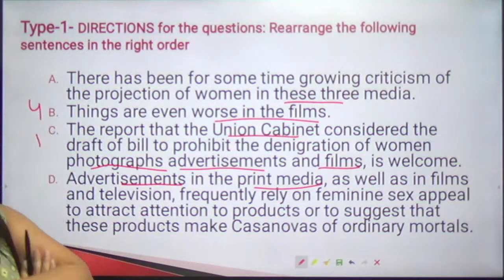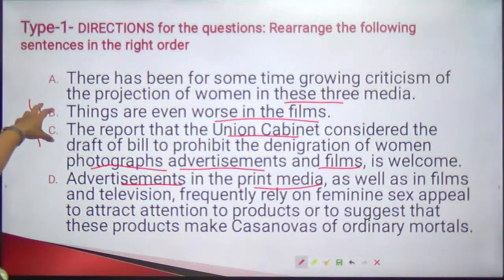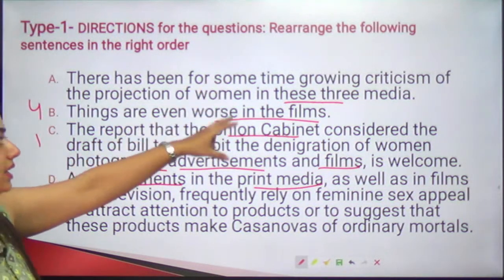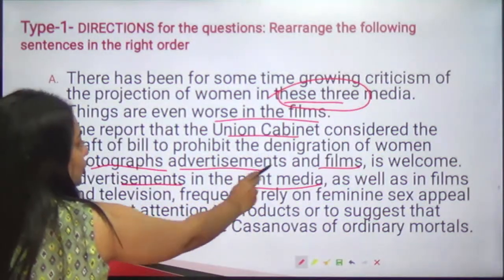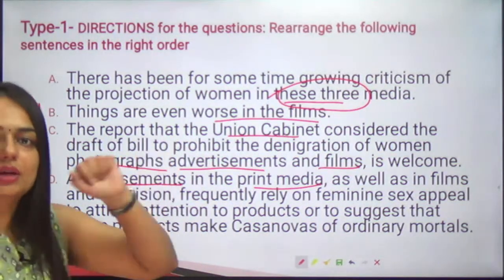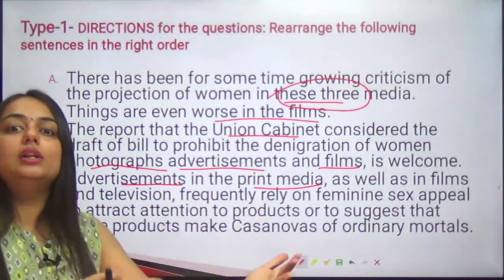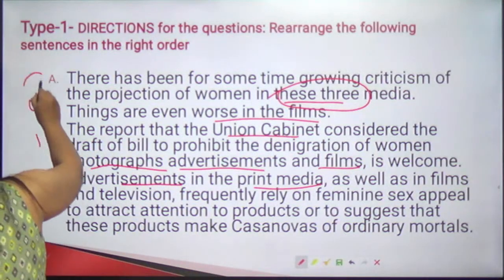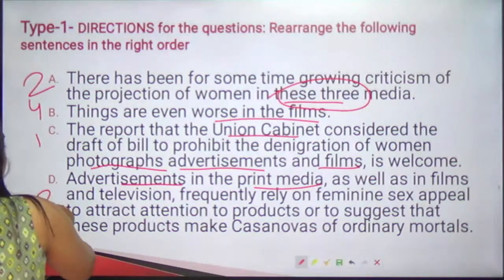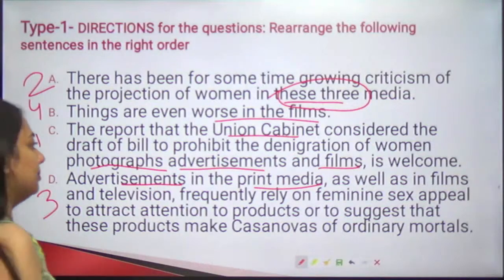Now we have to identify the second sentence. The second sentence will be A. There has been for some time growing criticism of the projection of women in these three media. These three media is a pronoun and these are the nouns already given in C. It means they make a pair also. Something that was talked about in the C option has further been discussed in the A option. So this is a thought extender. This becomes our second sentence. This becomes our third sentence. So the order we have is C, A, D, B.